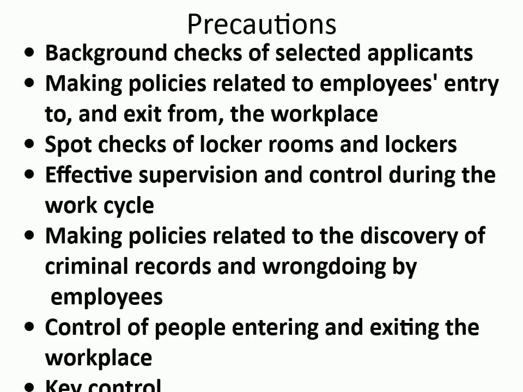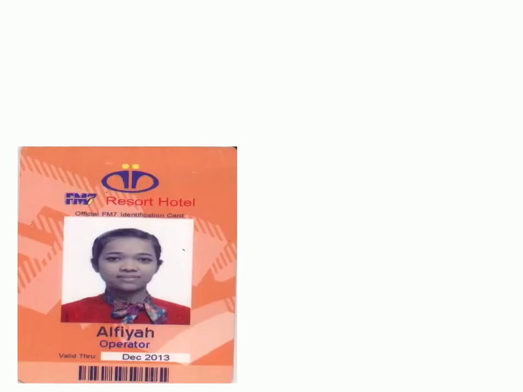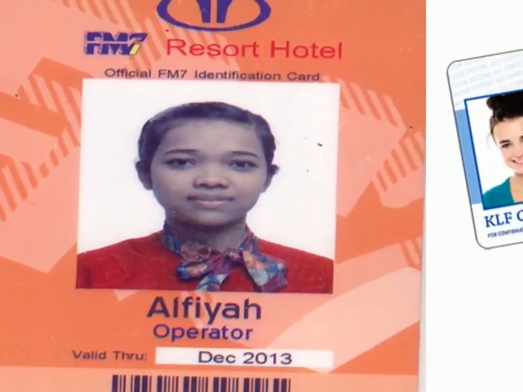Precautions. Background checks of selected applicants. Making policies related to employees' entry to and exit from the workplace. Spot checks of locker rooms and lockers. Effective supervision and control during the work cycle. Making policies related to the discovery of criminal records and wrongdoing by employees. Control of people entering and exiting the workplace. Key control. Precautions can prevent many problems.